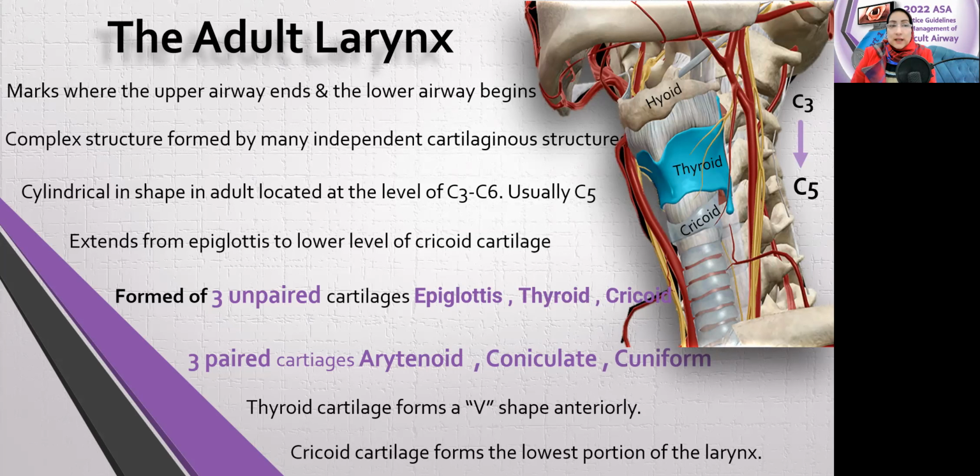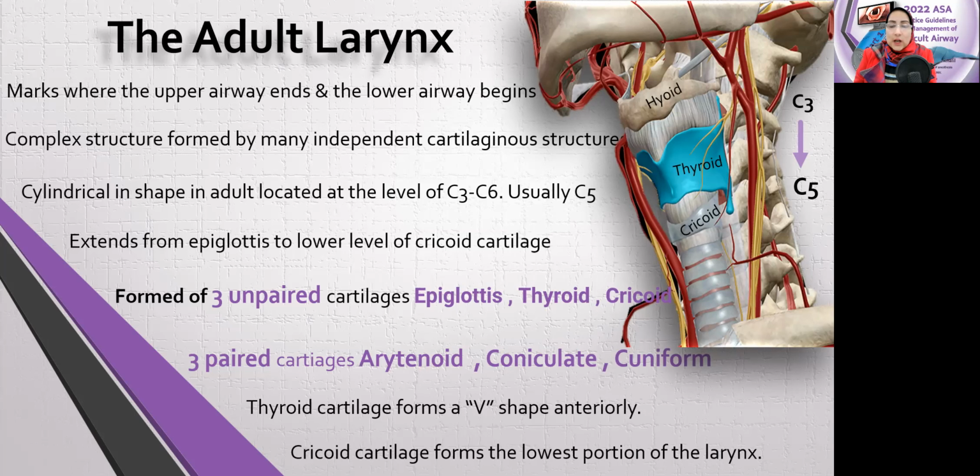Larynx marks where the upper airway ends and the lower airway begins. Larynx is a complex structure formed by many independent cartilaginous structures. It is cylindrical in shape. In adults, it is located at the level of C3 to C6, and usually C5. It extends from the epiglottis to the lower level of the cricoid cartilage.